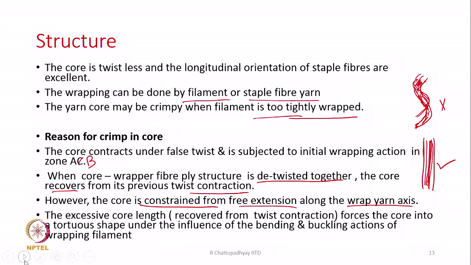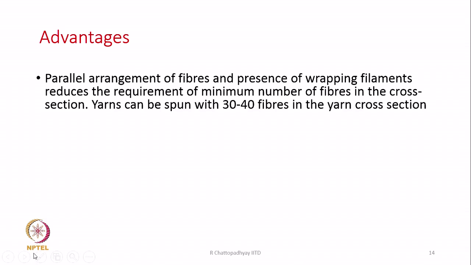Such kind of crimpy core also can be seen in the case of air-jet spun yarn. There also sometimes a similar kind of structure has been observed. We call it crimpy core. Now, what are the advantages of the spinning system and what are the disadvantages, we will discuss.